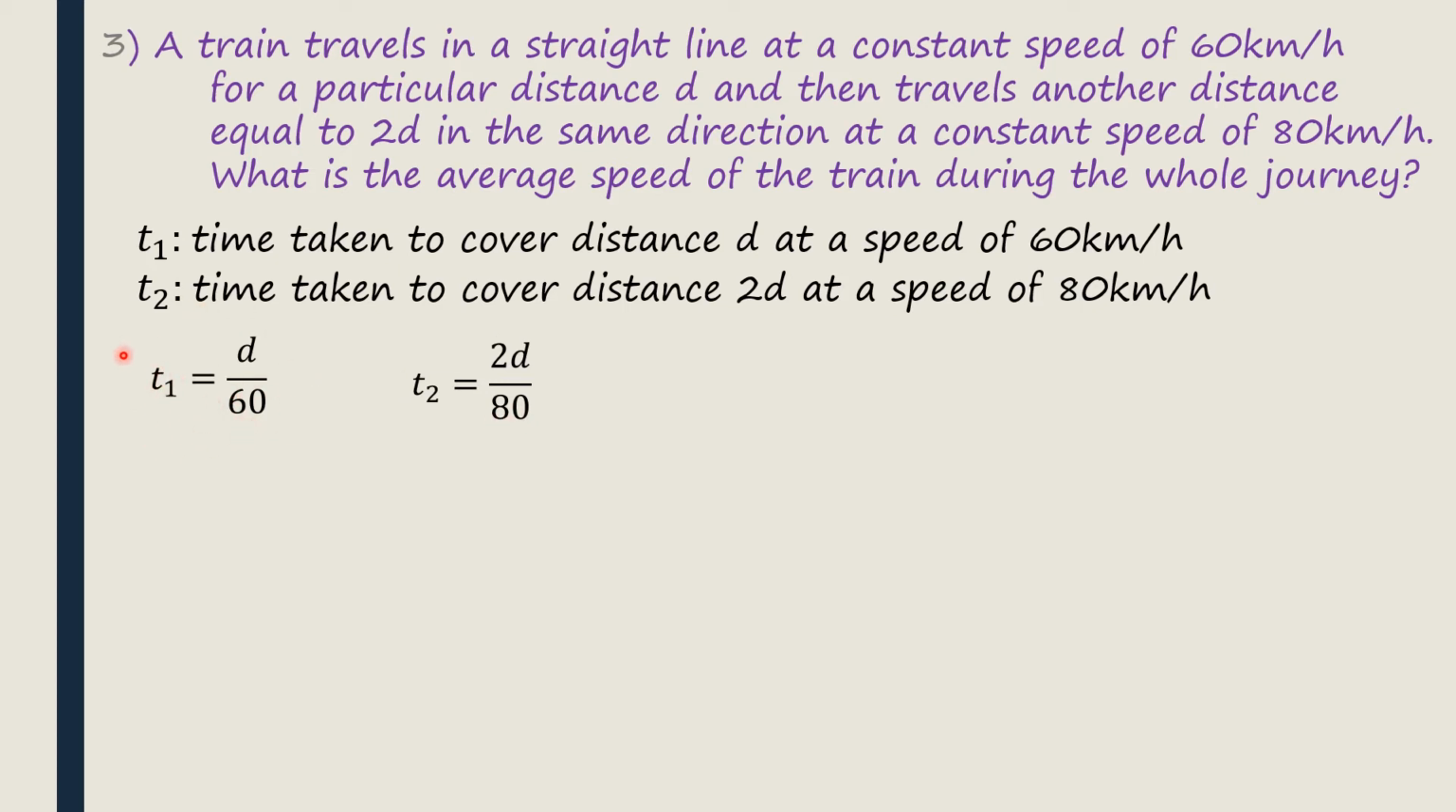So now since we already have t1 and t2, we can find the total time. Total time will be this t1 plus t2. Okay, this is the traveling for the first distance, time taken to travel the second distance. So t1 plus t2 will be equal to d by 60 plus 2d by 80. Now let us leave it at this.